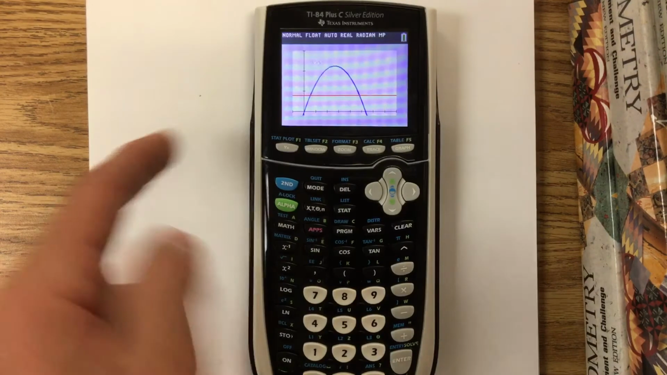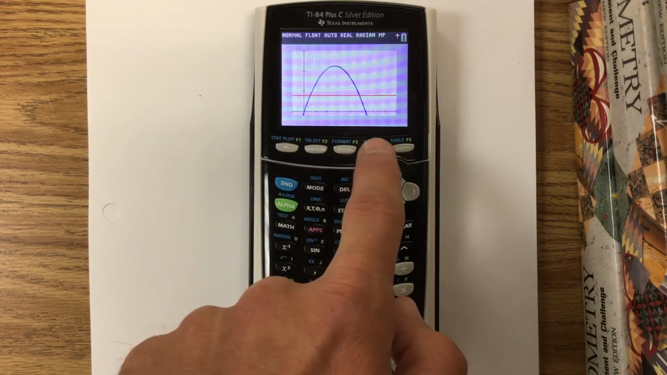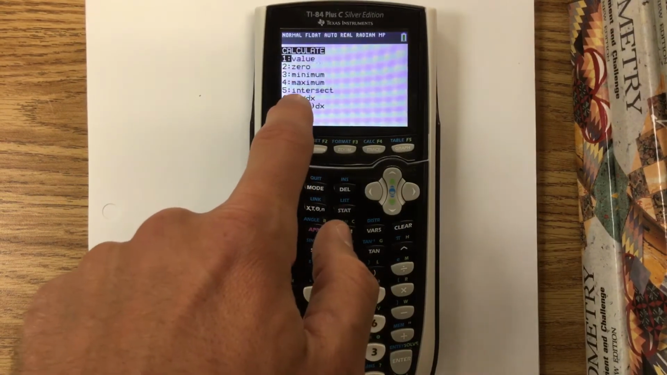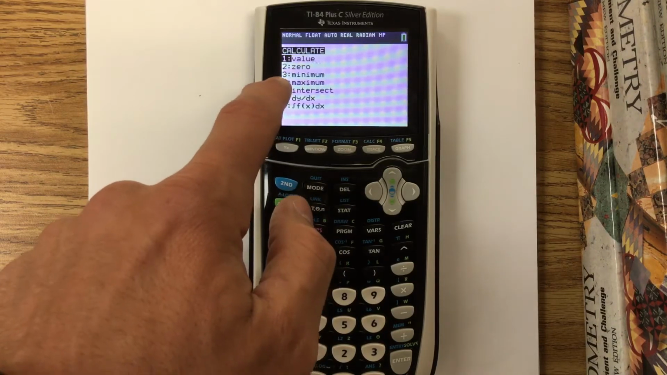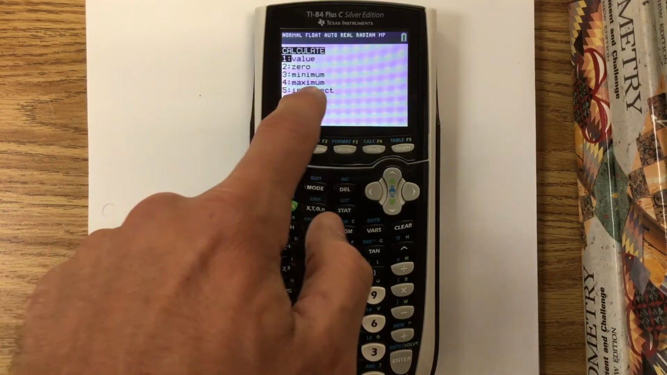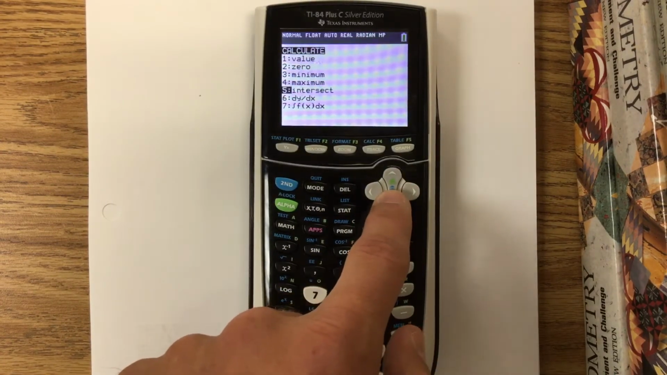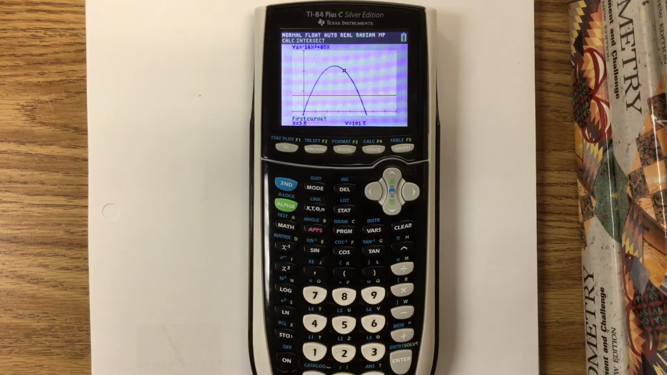We're going to do that again by going to the calculate option. I'm going to press second, go to my calculate option, and come down to option number 5. Remember, the 0 is finding my x-intercepts. The maximum or the minimum helps us find our vertex. This one is going to help us find those intersection points. So I'm going to scroll down to option number 5, or you can just press 5.